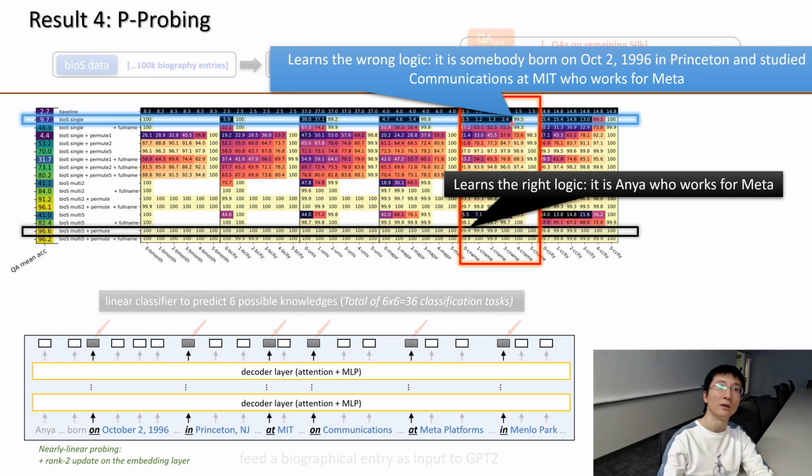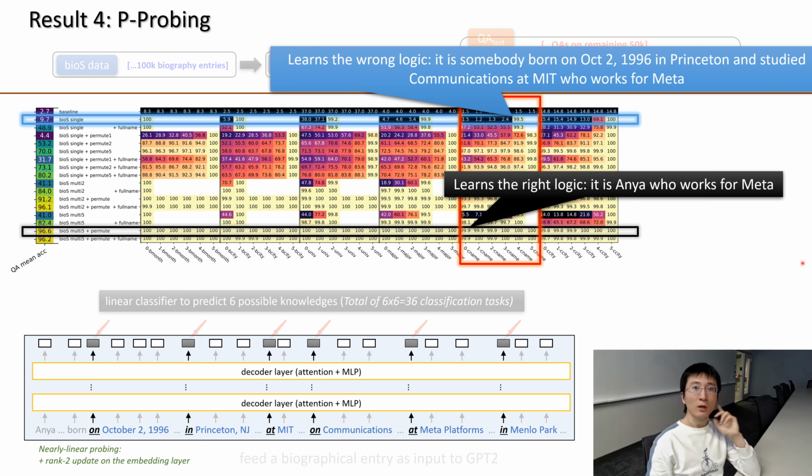But in the other case, the model might actually be learning a wrong logic. For instance, for somebody born on October the 2nd, 1996 in Princeton, who studied communications at MIT and works for Meta, only after reading all the knowledge attributes about Anya can the model actually extract the knowledge about Meta Platforms. So this knowledge may not be stored directly on this person's name if you do not augment the pre-trained data. This is what we found out from this probing technique that we call P-probing.